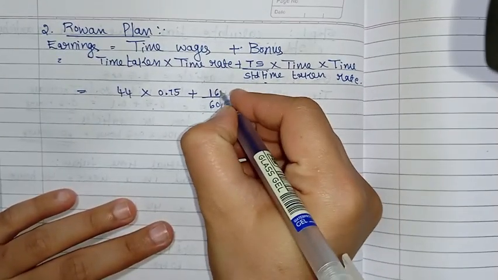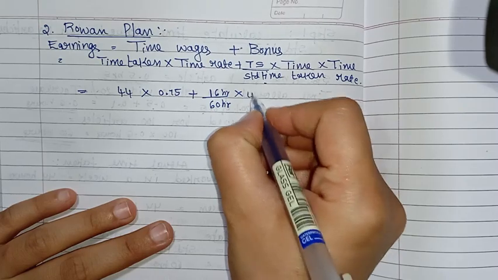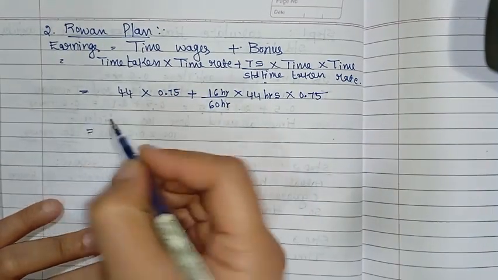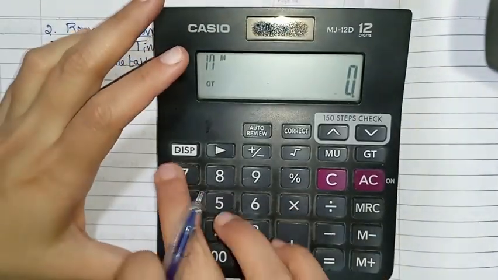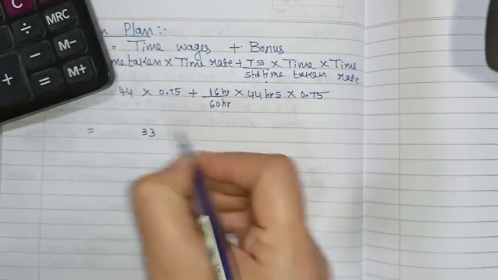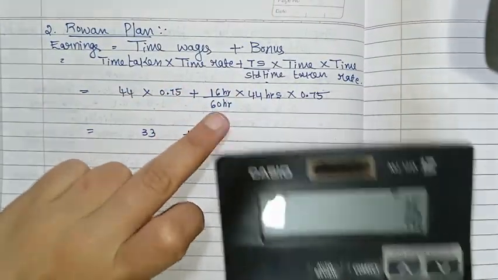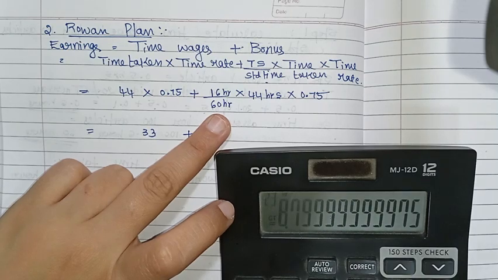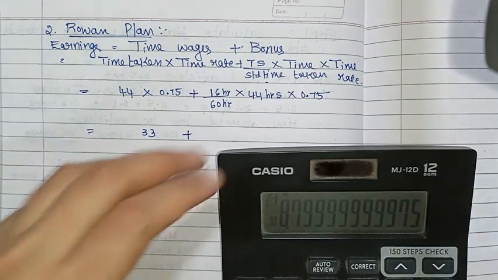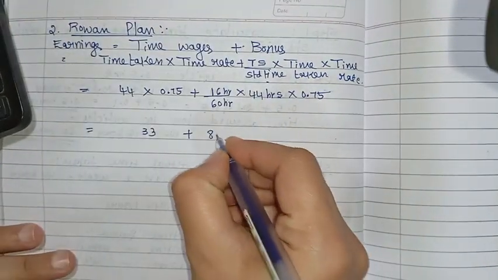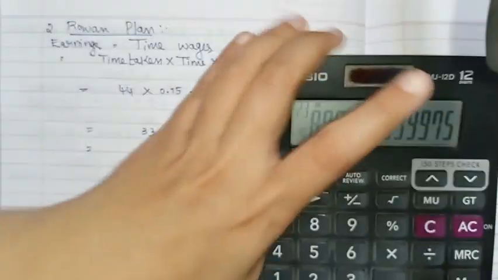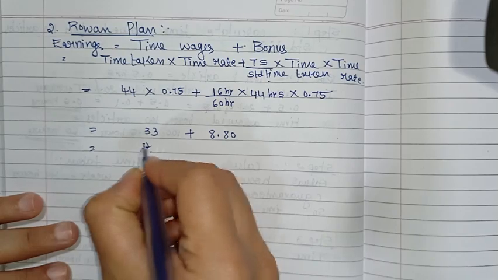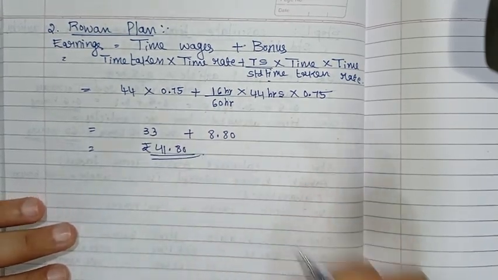60 hours into actual time taken, guaranteed hours 44 hours, into time rate 0.75. So 44 into 0.75 is 33, plus 16 divided by 60 into 44 into 0.75, that is 8.79, take it as 8.80. Clear? So 33 plus 8.80 equals 41.80 rupees. That is under Rowan plan.